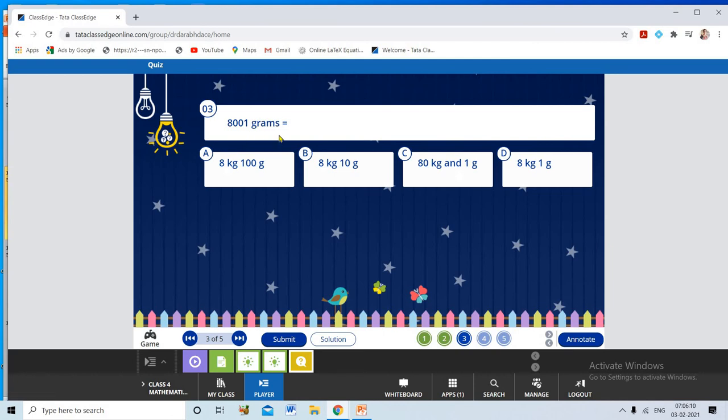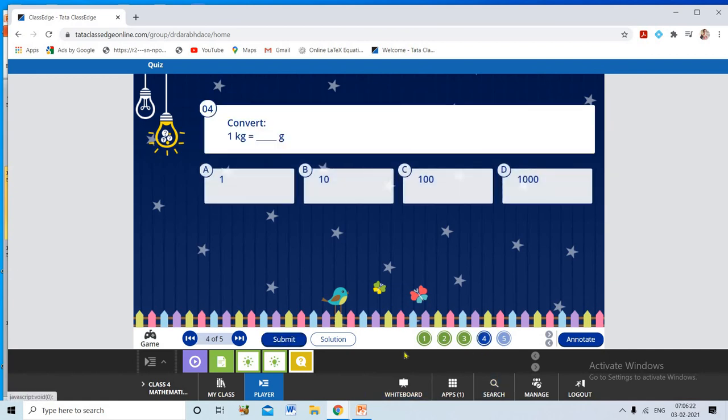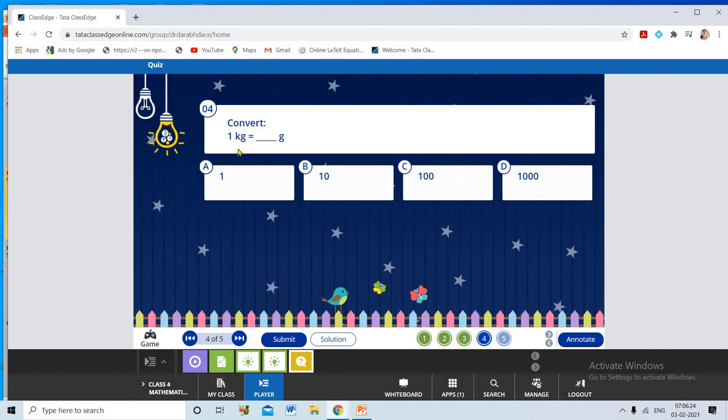Now come to question number 3. 8000 grams means 8 kilograms and dash grams. So D option is the right answer. Let us submit it. Yes, it is the correct answer. Now come to question number 4. 1 kilogram. You have seen this in the video. 1 kilogram is equal to 1000 grams. Right answer.